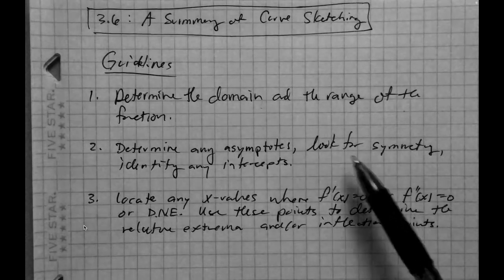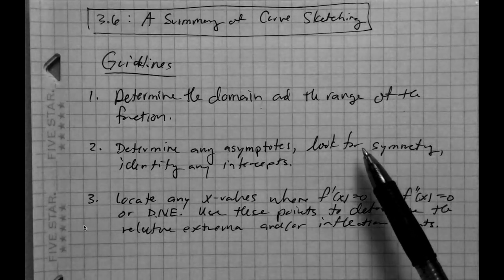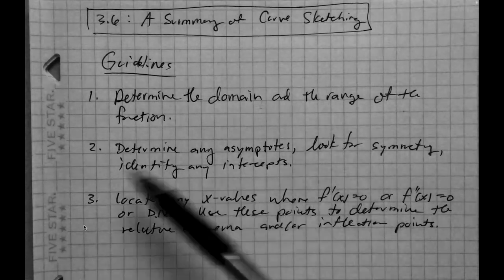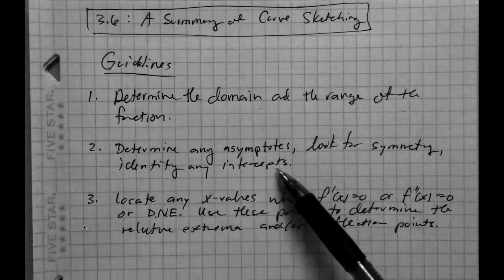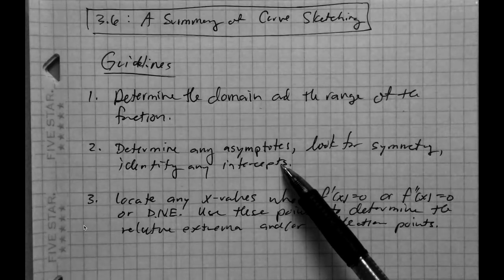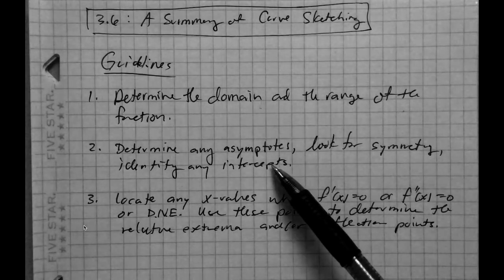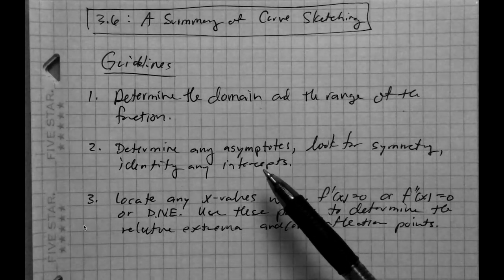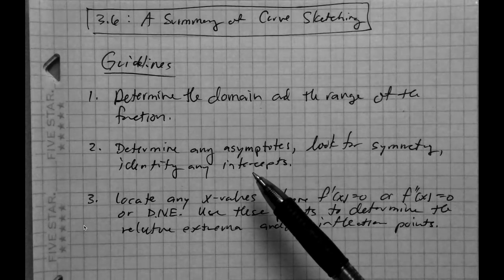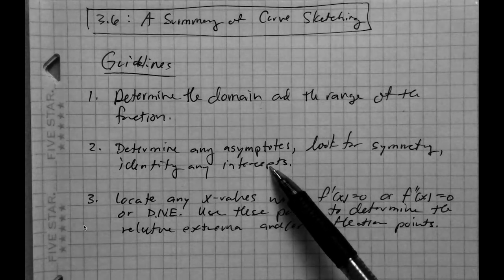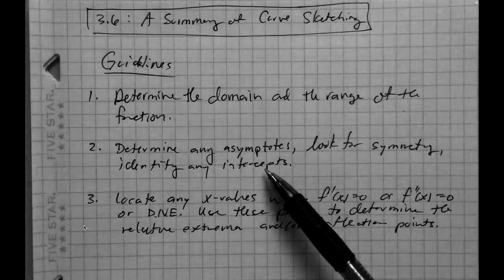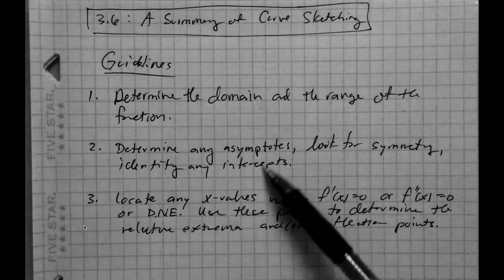Look for symmetry. If it's a quadratic equation, you know it's symmetric. And identify any intercepts. The y-intercept can always be gotten easily just by plugging in x equals 0. But then also look for any x-intercepts. For that, of course, you'll have to set the equation equal to 0 and solve for x. And sometimes that's easy to do. Sometimes it's not so easy to do. Take it case by case on that one.